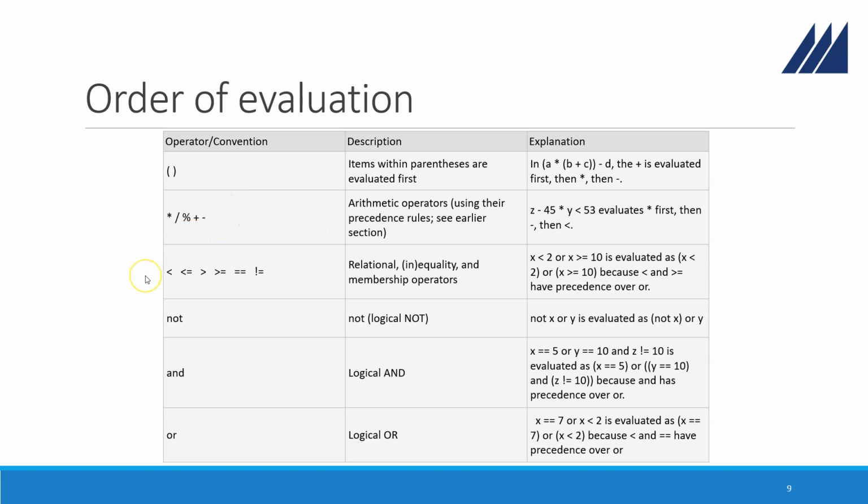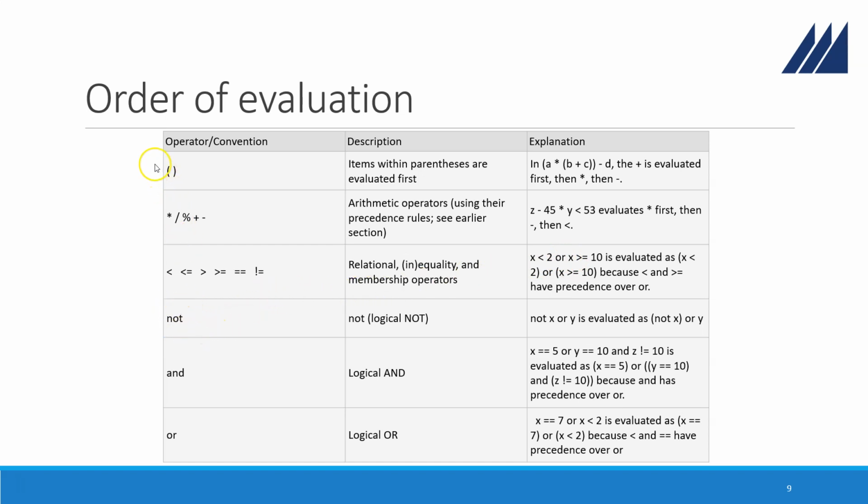After that priority, comes the relational or comparison operators. Again, here's an example. If I have x less than 2 or x greater than or equal to 10, which one is going to be evaluated first? I start from left to right. First I go to x less than 2, and after I evaluate it, I evaluate x greater than or equal to 10. After I evaluate this one as well, I evaluate the or.